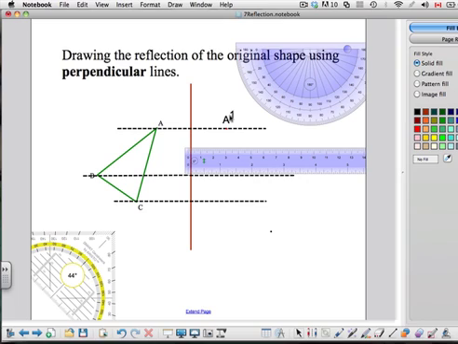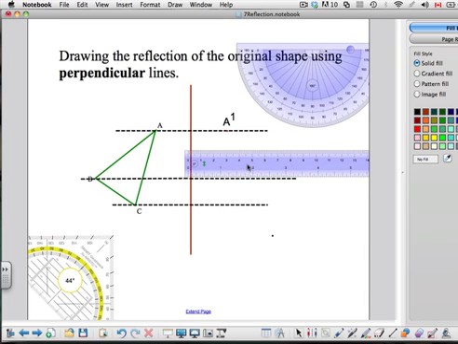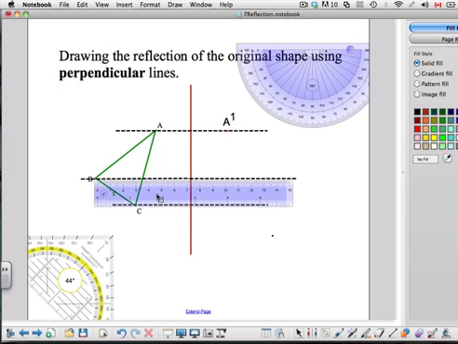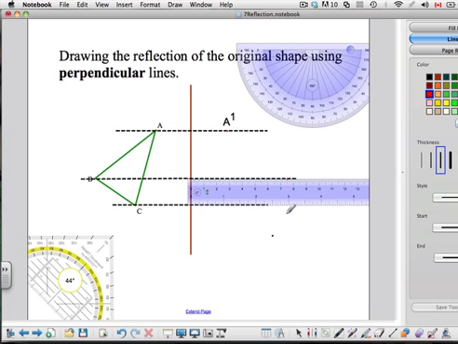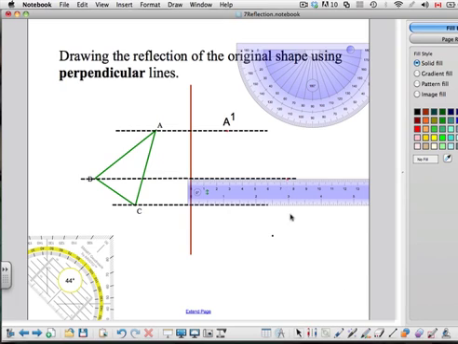That's very important to keep things organized here. So the second one, B. B is quite a bit further away. B is 7.5 centimeters. So again, 7.5 centimeters, it's 7.5 centimeters right there. And this is B prime.